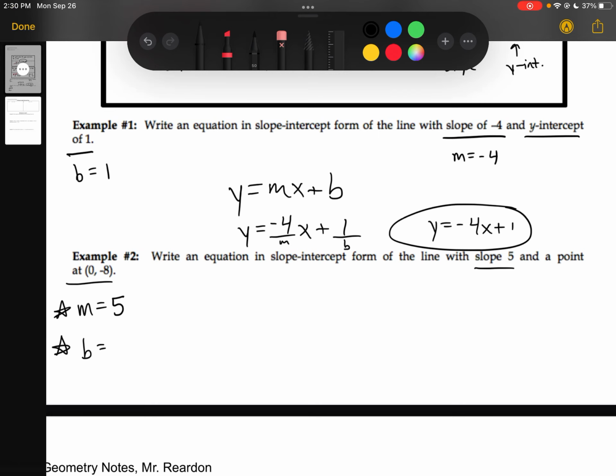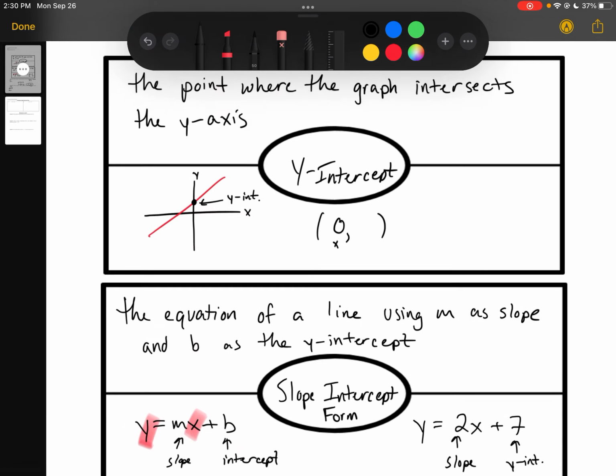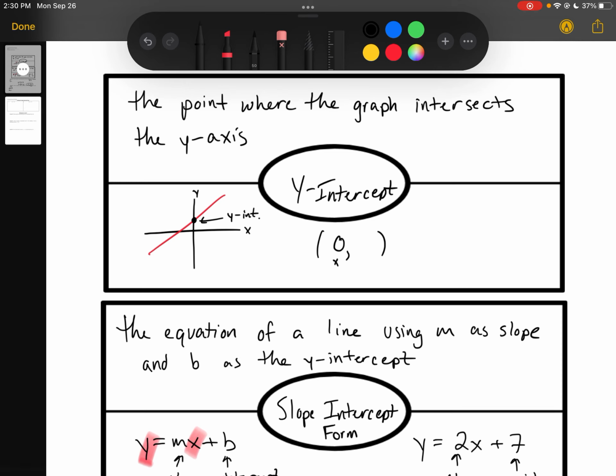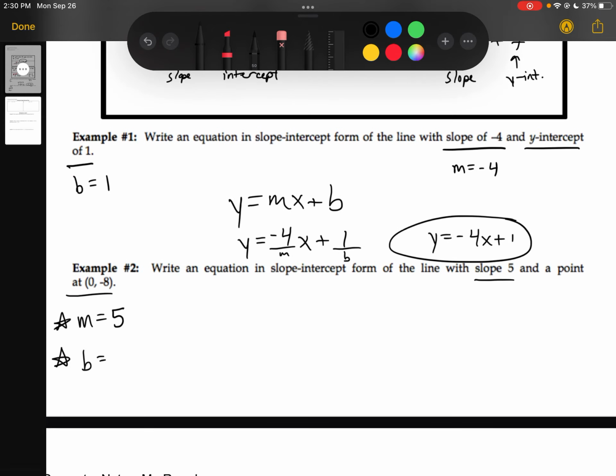So in this case, b is a little bit tricky, but if we remember back to our y-intercept example here, our y-intercept comes where x is 0 and whatever the value for y is. So here, x is 0, and our value for y is -8. So writing this equation out, y equals mx plus b, our m value is 5, and our b value is, we'll put it in parentheses here, -8. So you can write it this way, or you can also write it as 5x minus 8. Plus -8 and minus 8 are the same thing. You'll get full credit either way.